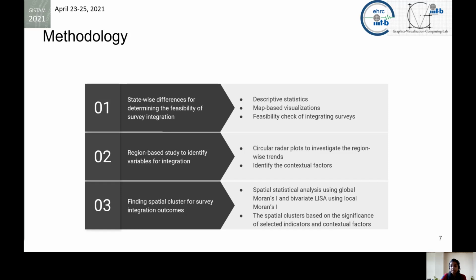For this, the indicators and factors must have sufficient spatial heterogeneity. In step 3, we complete the integrated analysis using spatial autocorrelation. We use global Moran's I and localized cluster maps using bivariate LISA computed using local Moran's I.